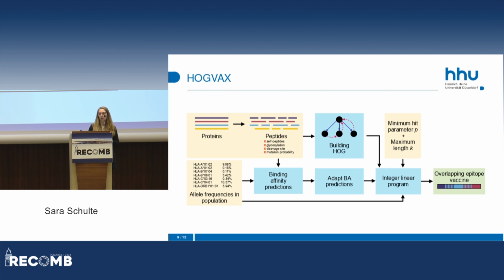So then we also have our hit parameter P and also the maximum length K, and all this is then input to an integer linear program that computes an optimal walk through the hierarchical overlap graph. And this walk then in the end corresponds to a final vaccine sequence and to a selection of peptides, and we call this vaccine formulation an overlapping epitope vaccine.